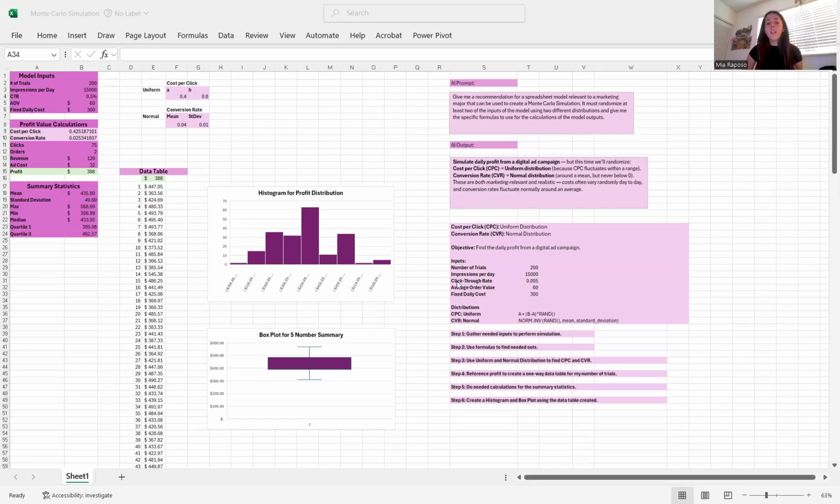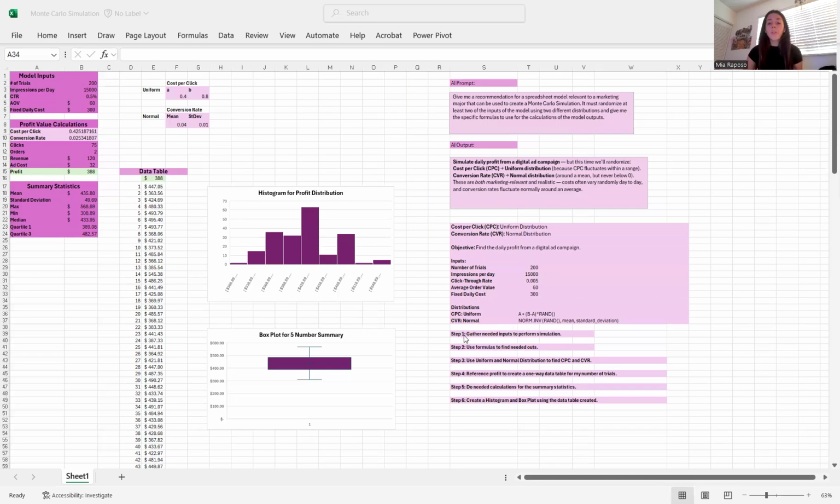Next, here's my objective, which is to find the daily profit for a digital ad campaign. These are the inputs it gave me and the recommended numbers to use. So I have number of trials, impressions per day, click-through rate, average order value, and fixed daily cost. Here I put the formulas I'm going to be using for uniform distribution and normal distribution. And finally, I have all my steps here.